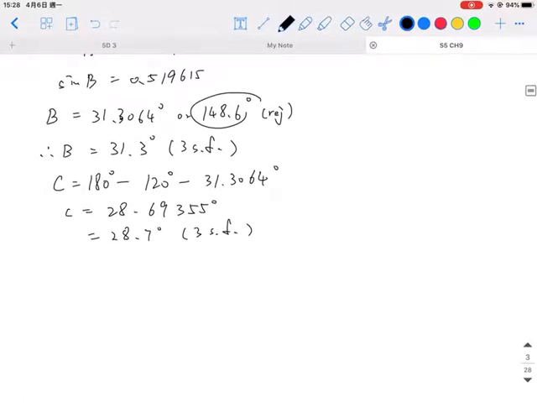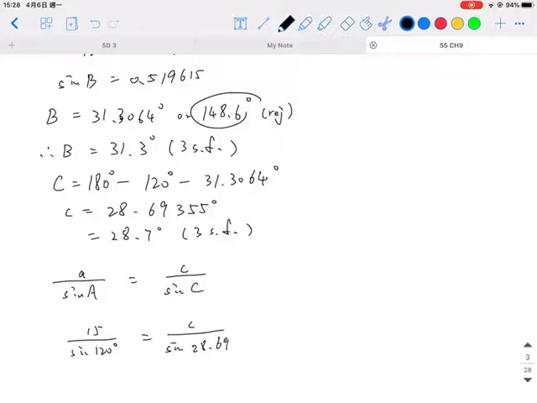We can apply the sine formula. Okay, this time, because we need to find length, I put the length in the numerator, which is equal to small letter c over sine capital letter C. So 15 over sine 120 degrees is equal to small letter c over sine 28 something.